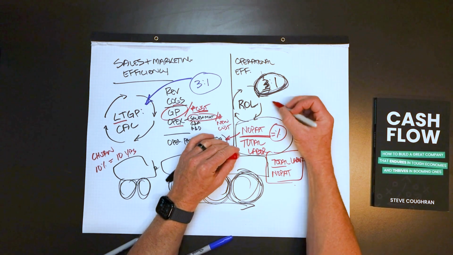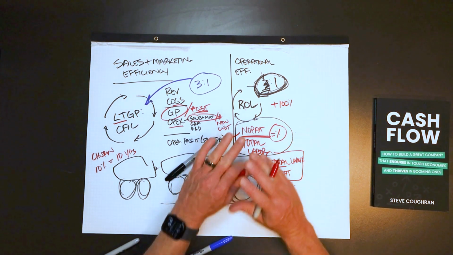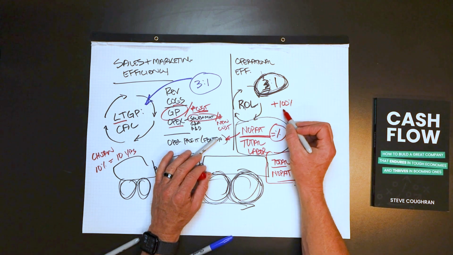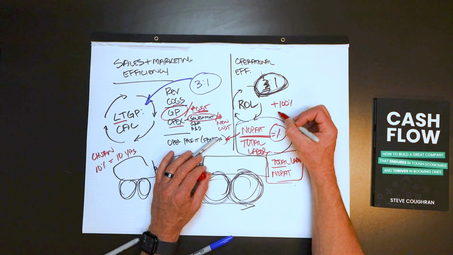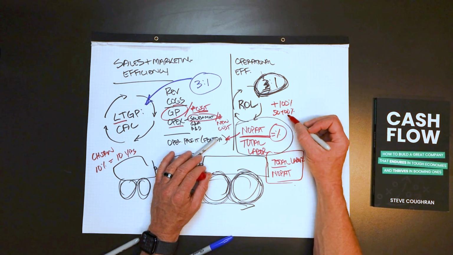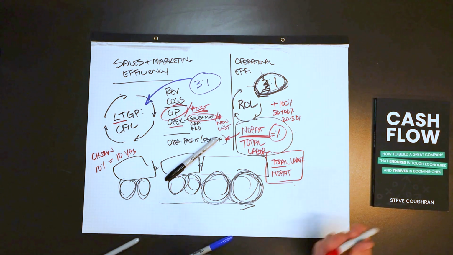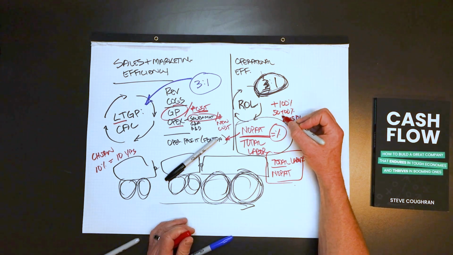And a good benchmark is plus 100% is exceptional, right? So exceptional companies earn over 100% return on their total labor spend. 50 to 100, I would say, is strong. And then 20 to 50 is average, right? So most companies right here live in this world.